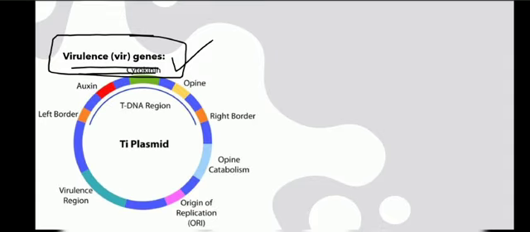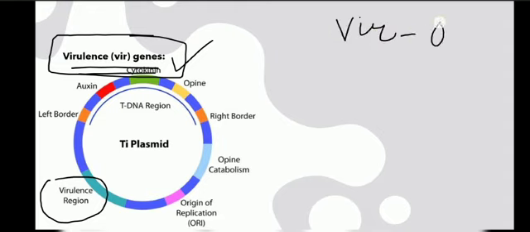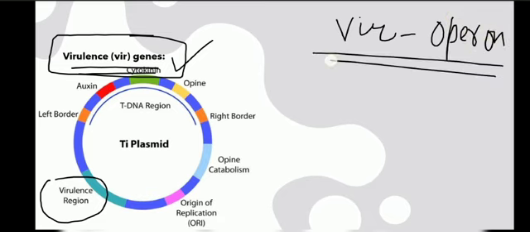So we call them the virulence genes. Here we have the virulence region. This is basically the vir gene operon, commonly known as the vir operon. It contains many types of genes in one operon.